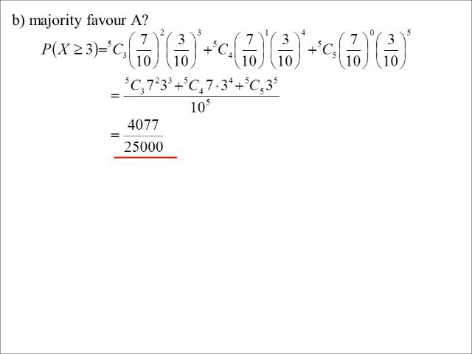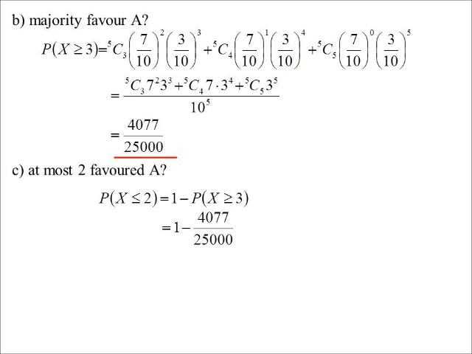Okay. At most 2. If you think about it, at most 2 is the complementary event to majority. So rather than reworking it all, I could still use that idea of 1 minus the complementary idea, which we've already worked out. So 1 minus that, 20,923.